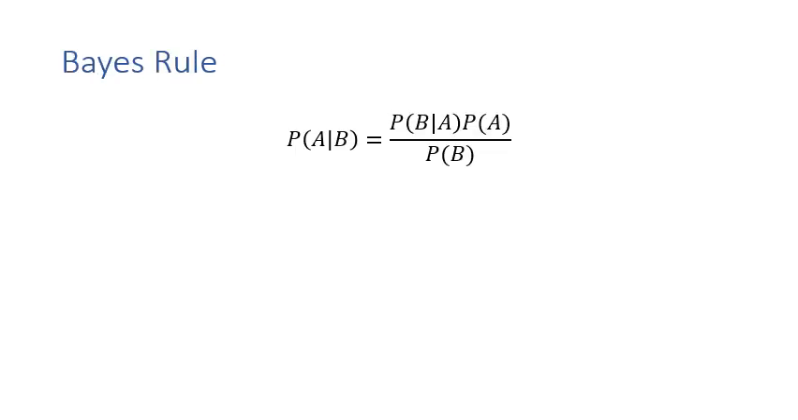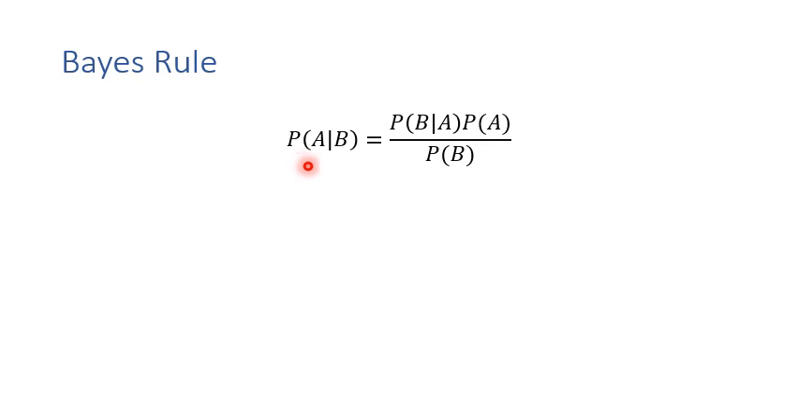Bayes' rule is widely used in machine learning. Remember, we have introduced the five types of machine learning. Bayes' rule is the foundation of the Bayesian. Here's the formula of Bayes' rule. It's based on conditional probability and quite intuitive.